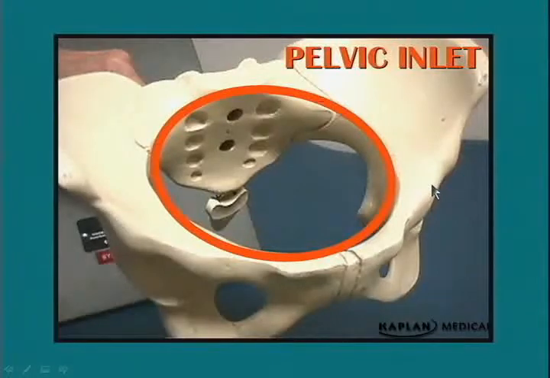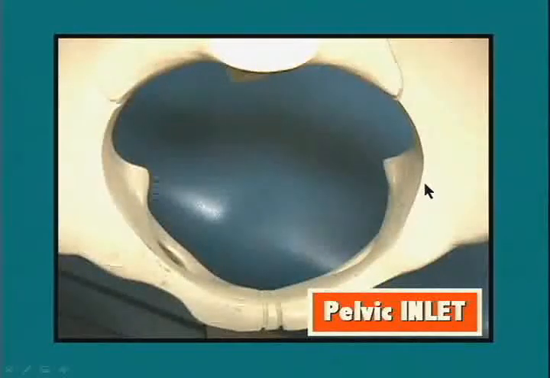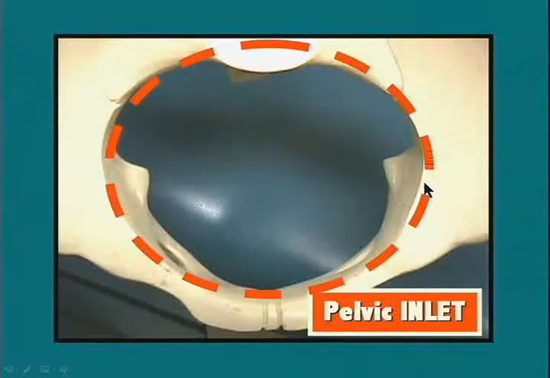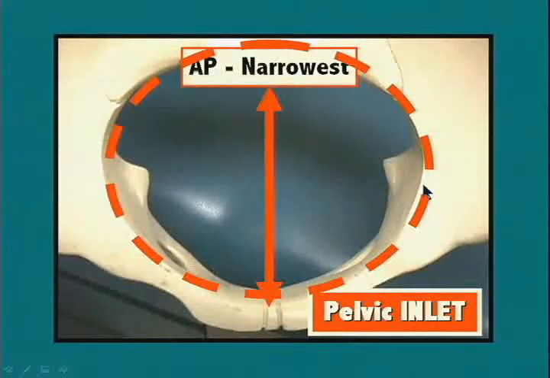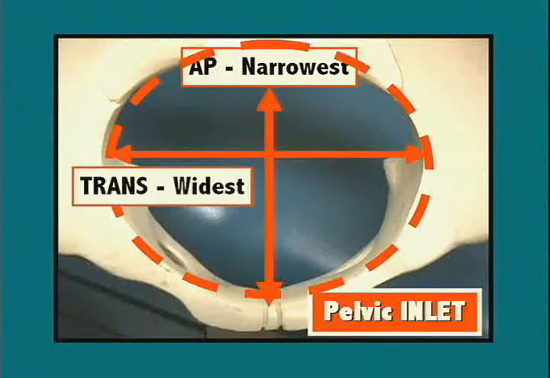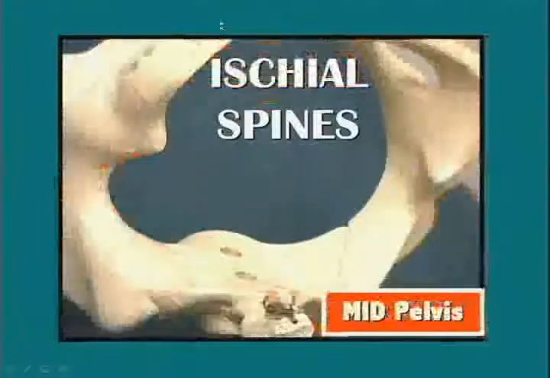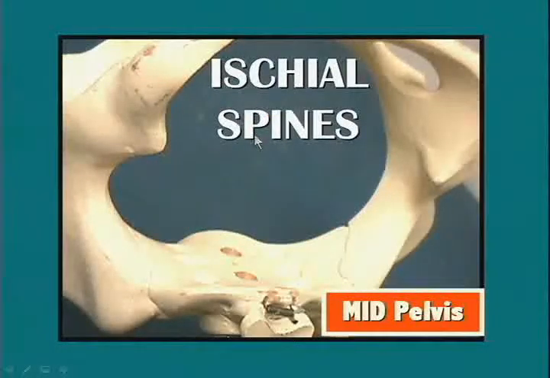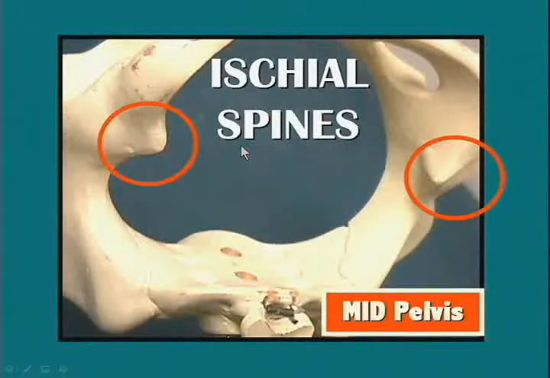Here is the pelvic inlet. When you look at the pelvic inlet, you see that the narrowest is the AP, anterior posterior dimension. The widest is the transverse. So the head, as the fetus comes down, is going to have to be entering the pelvis transversely. The mid-pelvis is limited by the ischial spines. These are the ischial spines.